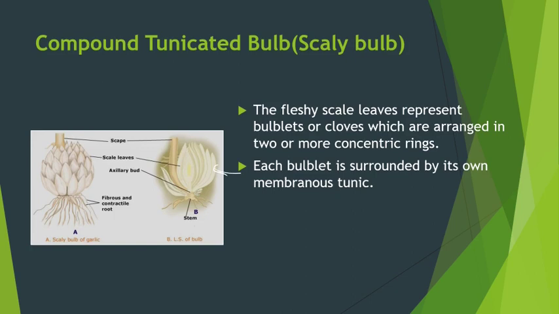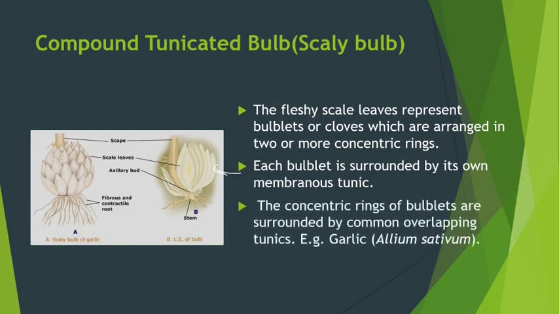If you have ever peeled garlic, you will see every pod or every clove is again covered with a peel, and you have to separate it. So this is the best example. It is called compound tunicated because every bulbet is covered with a tunic. So compound, many tunics. Or it is also called a scaly bulb because these scaly leaves are present, which are fleshy bulbets. Example, garlic, Allium sativum.